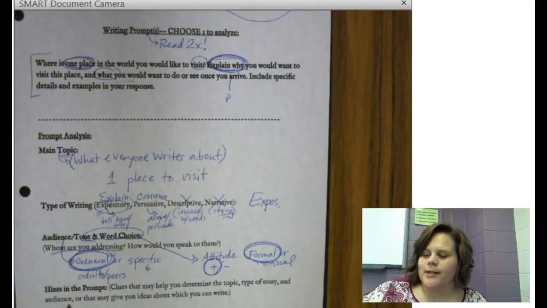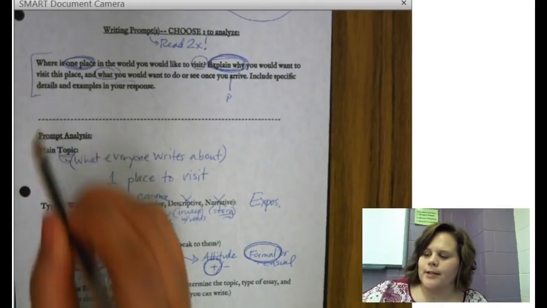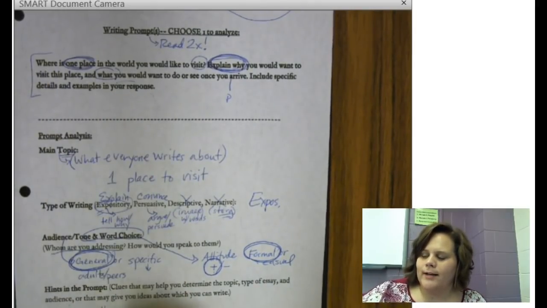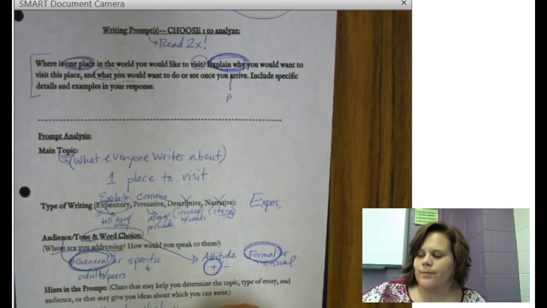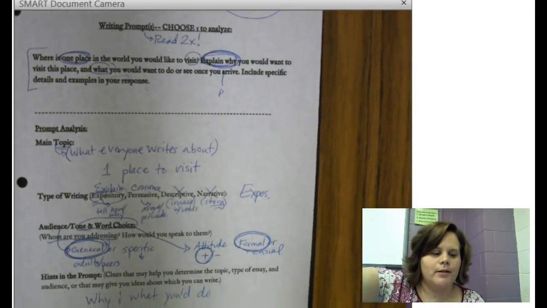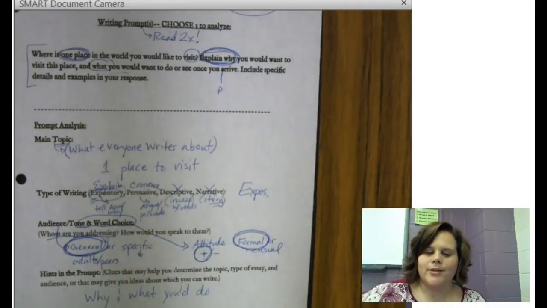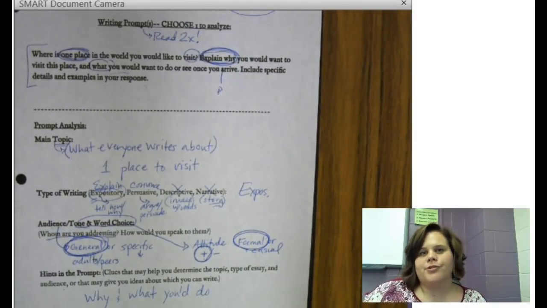Hints in the prompt are things that I would just point out to you that you circled. It says why and what you would do. That's a pretty good hint. So it's not just the why, but what would you do there? And those are things to think about when you brainstorm.